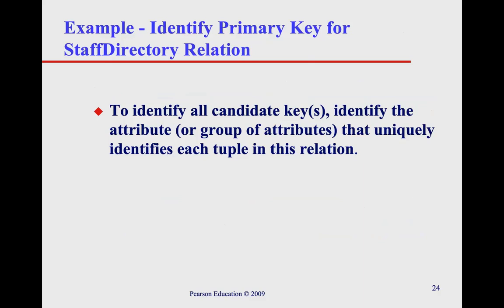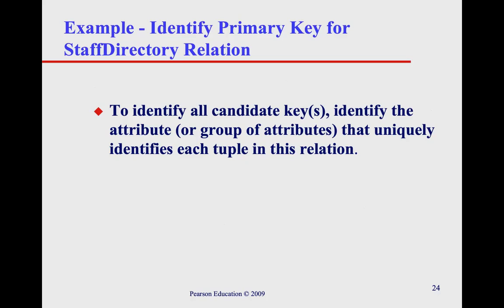Okay, so for the staff directory relation, the staff number is the one key. It turns out that there is no other set of attributes for the staff directory that could uniquely determine each tuple in the staff directory.